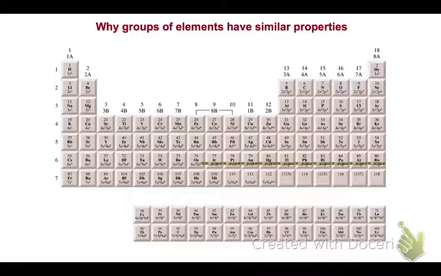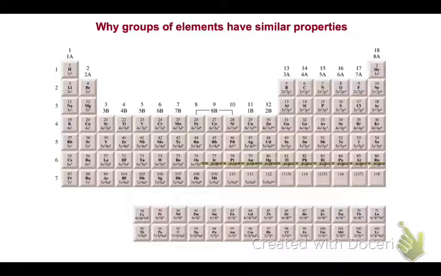In this lecture we will learn why the elements in certain groups have similar properties, meaning why does fluorine act in a manner similar to chlorine or bromine, or carbon will act like silicon and nitrogen will act like phosphorus. It has to do with the valence electrons and how many valence electrons there are.